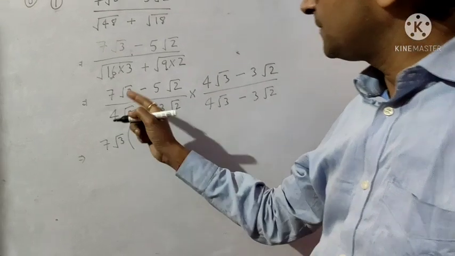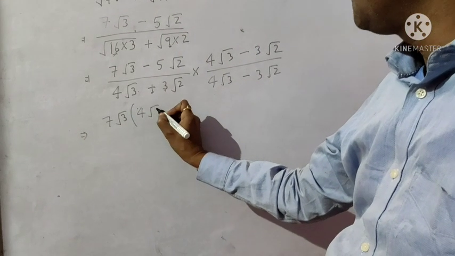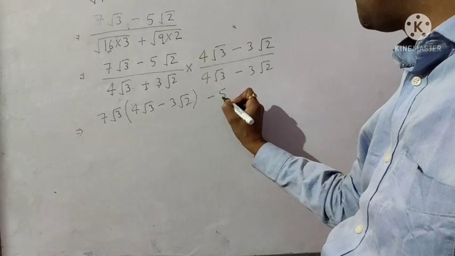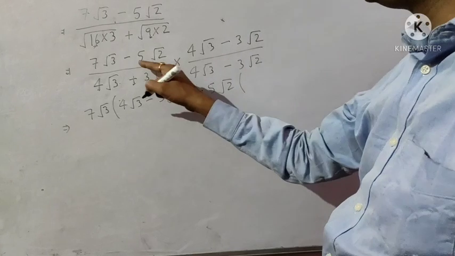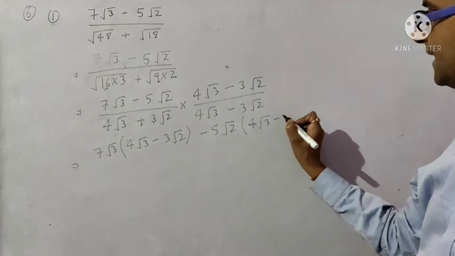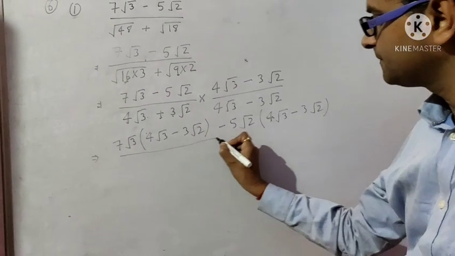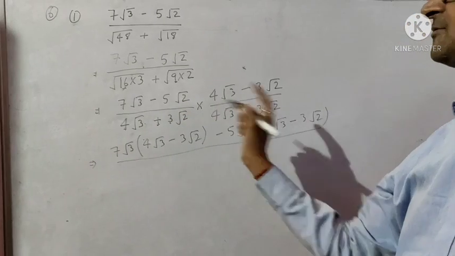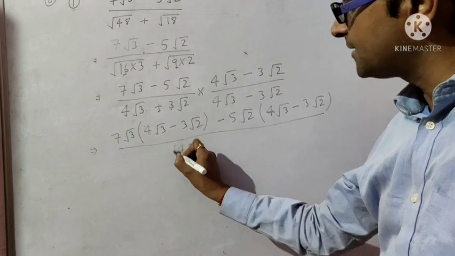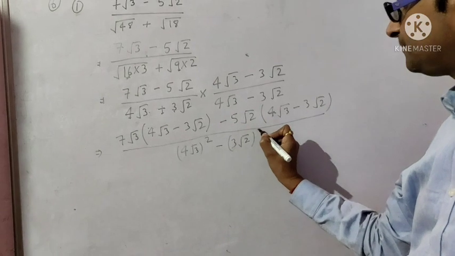Okay student, here the first value, 7 root 3, is multiplied by the complete value, that means 4 root 3 minus 3 root 2, and minus 5 root 2, again this value is multiplied by the complete value, that means 4 root 3 minus 3 root 2, divided by, this is again the form of (a plus b) into (a minus b), so a square minus b square: (4 root 3) whole square minus (3 root 2) whole square.